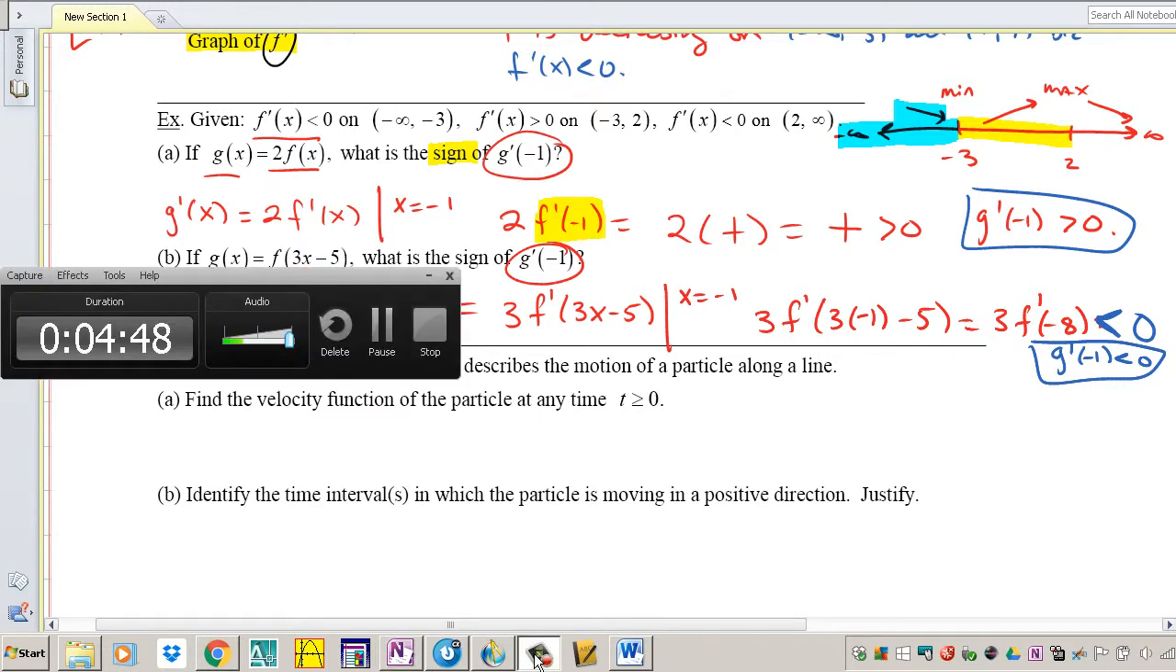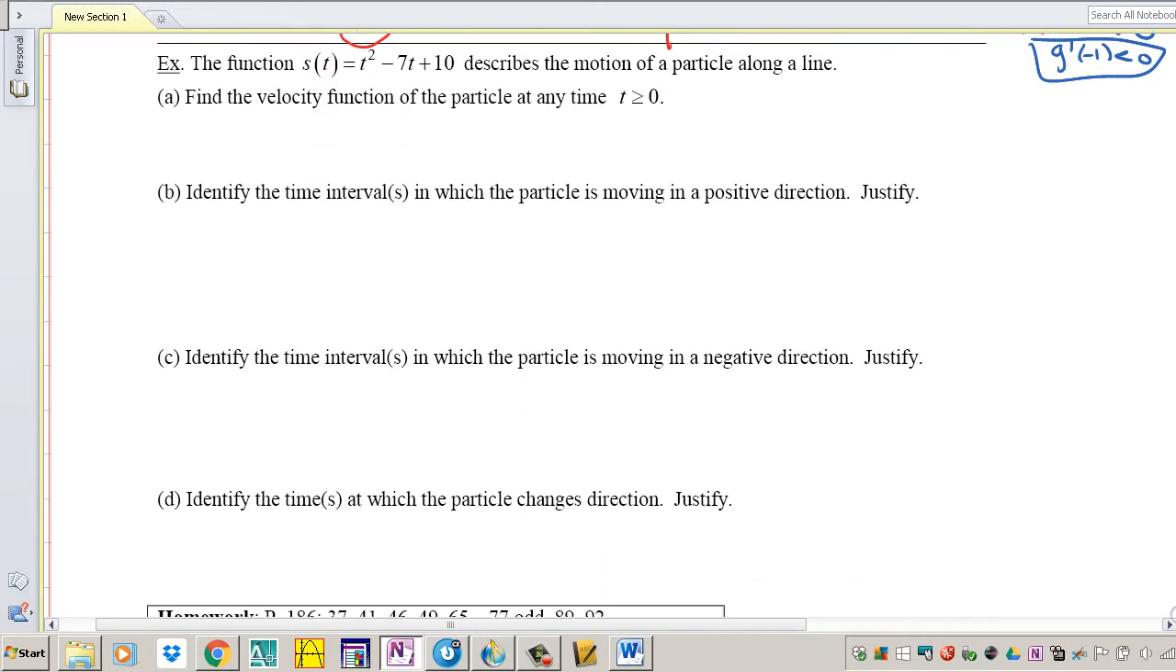Last problem. The function s of t describes the motion of a particle along a line. So s of t is a position function. Find the velocity function at any time t greater than 0. Well, how do you find the velocity?